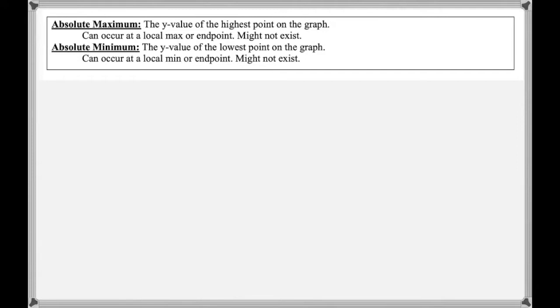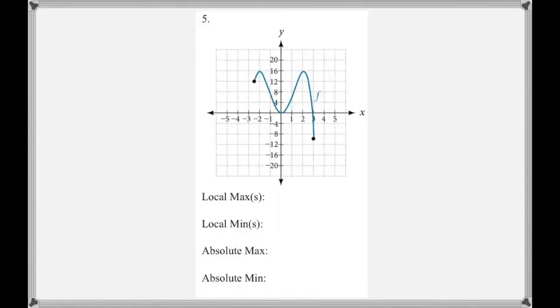An absolute minimum is the y value of the lowest point on the graph, and this can occur at a local min or an endpoint, or it might not exist. Number 5 wants us to find the local maximums and local minimums, as well as the absolute maximums and absolute minimums. Now the local maximums and local minimums, that's where it changes from increasing to decreasing and decreasing to increasing. The absolute maximums and absolute minimums, that is the highest point and the lowest point on the graph.